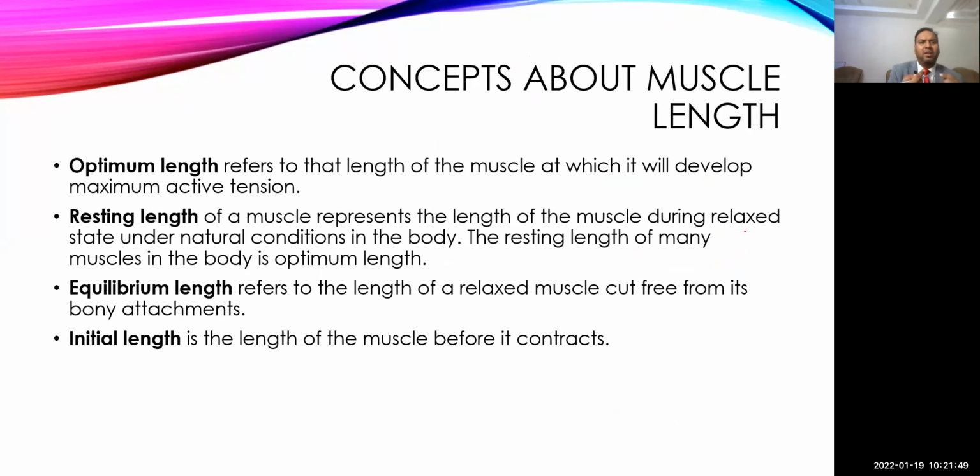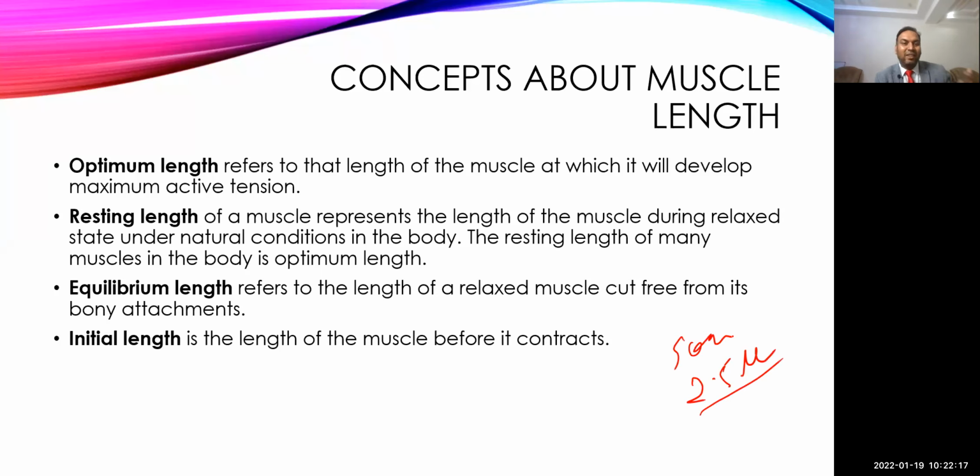This optimum length is the length when the distance between the myosin head and the myosin binding site present on the actin filament is very small. So when we slightly stretch it and make the sarcomere length nearly 2.5 micron, that is the optimum length of the muscle. But resting length is not the same as the optimum length.